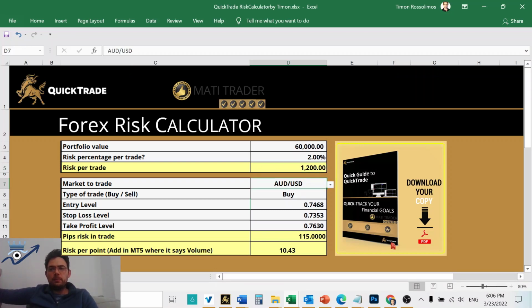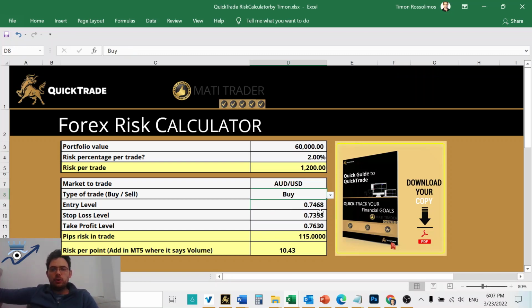Then you choose the market that you want to trade when it comes to Forex. So as you can see, when you click the drop-down list, there is an arrow that you click on, and then you can scroll down. You can choose the market that you want to trade that is available on MetaTrader 5. Then you'd say, all right, am I buying or selling, going long or going short? Also a drop-down list, you can choose to buy or sell.